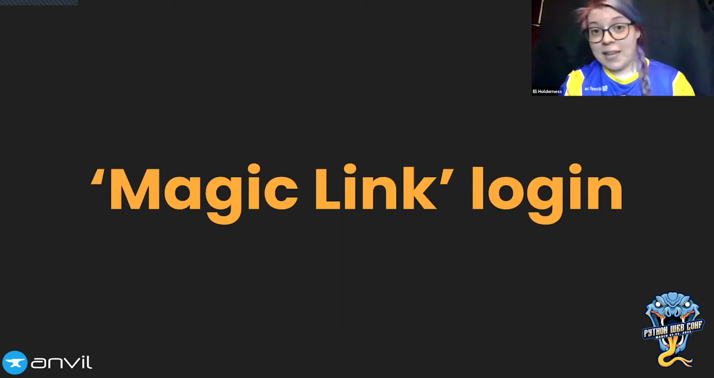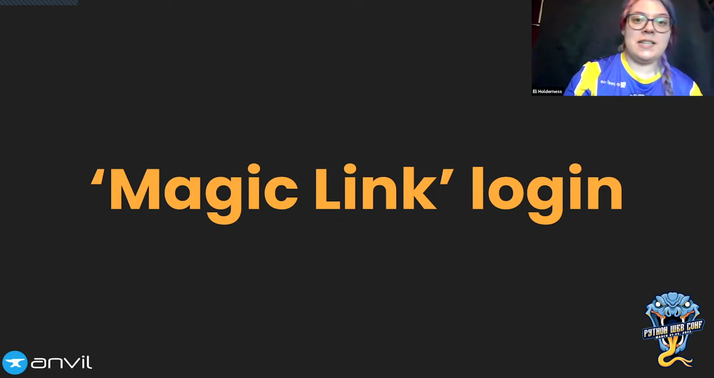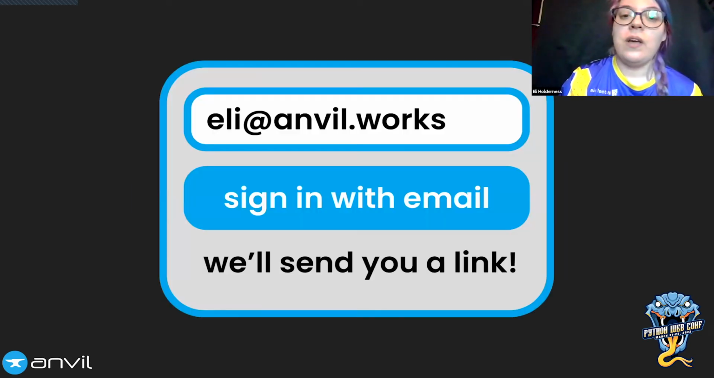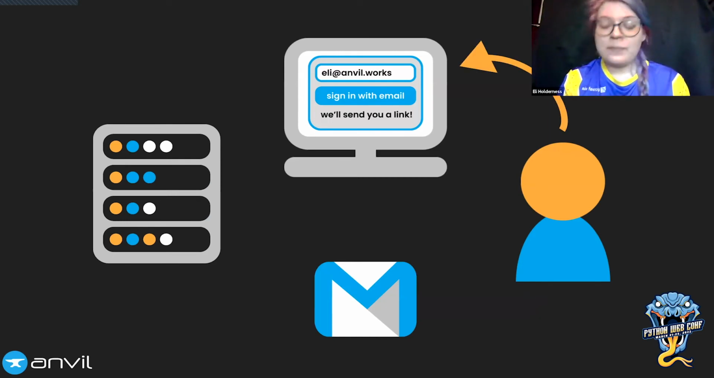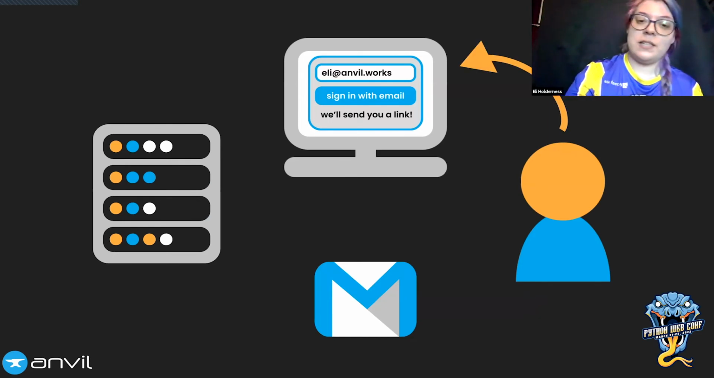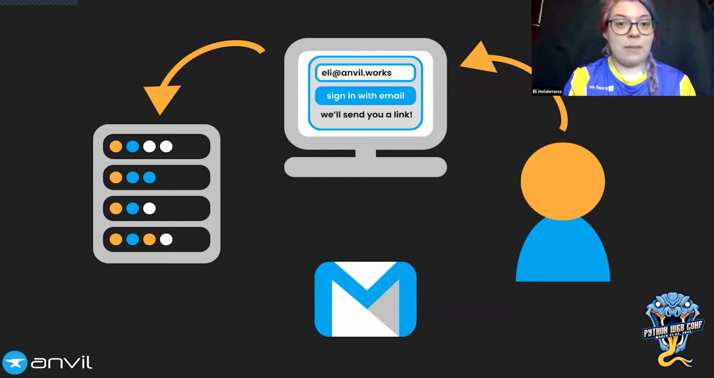Then there's also magic link login. And this is the situation. Slack does this, and it's really cool, where all you need to do is you enter an email. And if you have an account registered to that email, you get an email. And the way that this works in practice is you have your user, your client, your server, and their email provider. And you say, I would like to log in. I'm going to put in my email. And the client goes to the server and says, this user wants to log in. Can you send them an email?